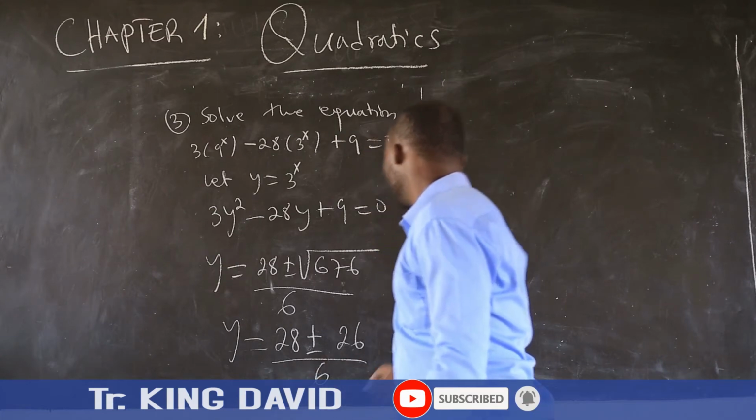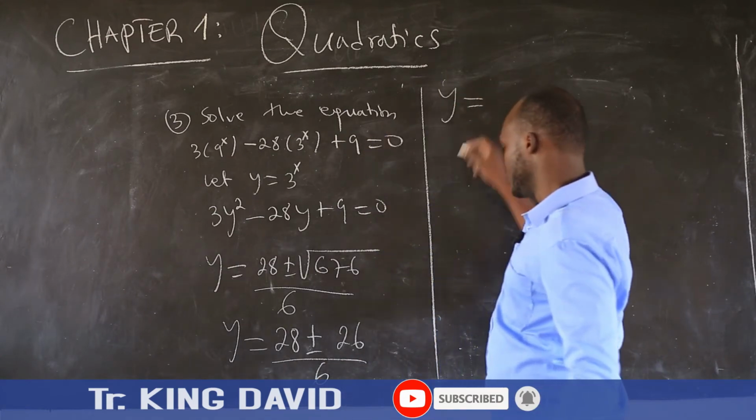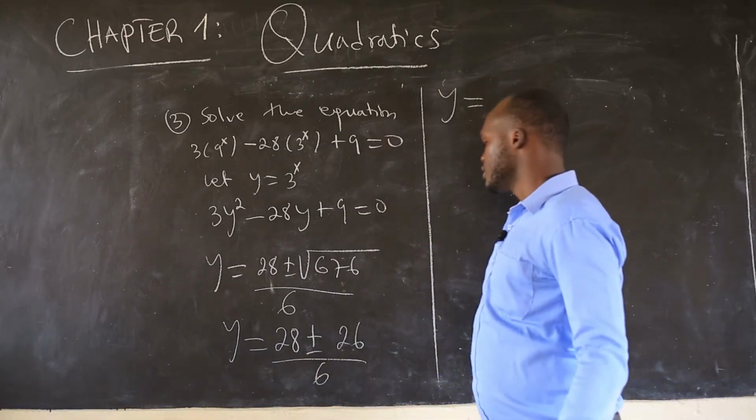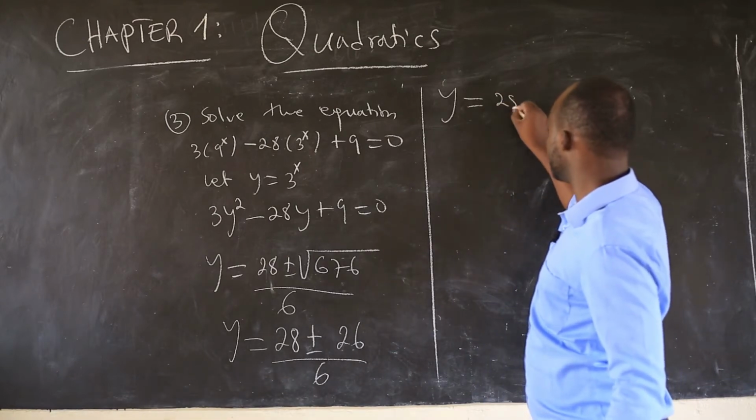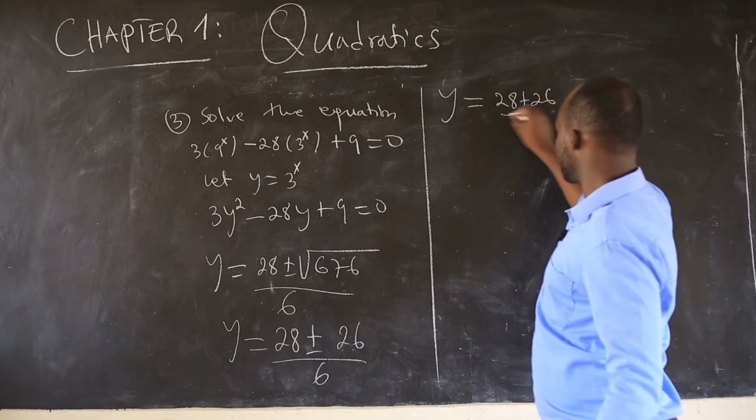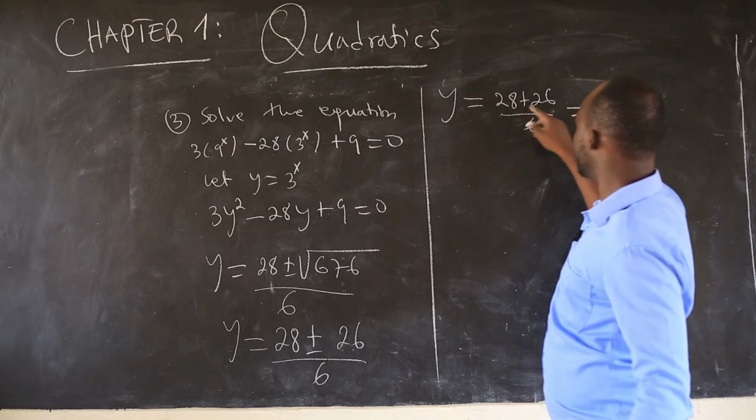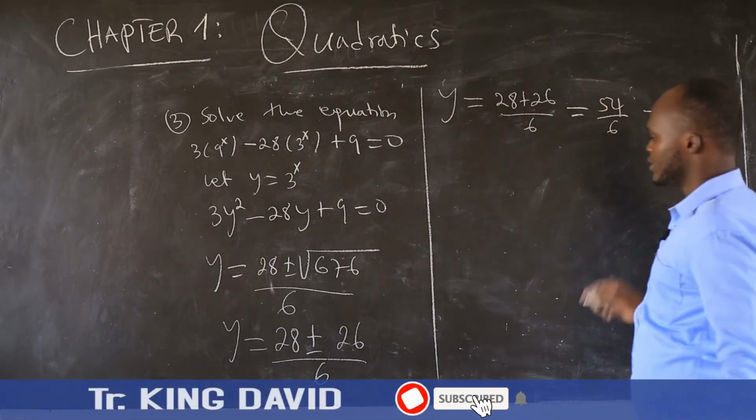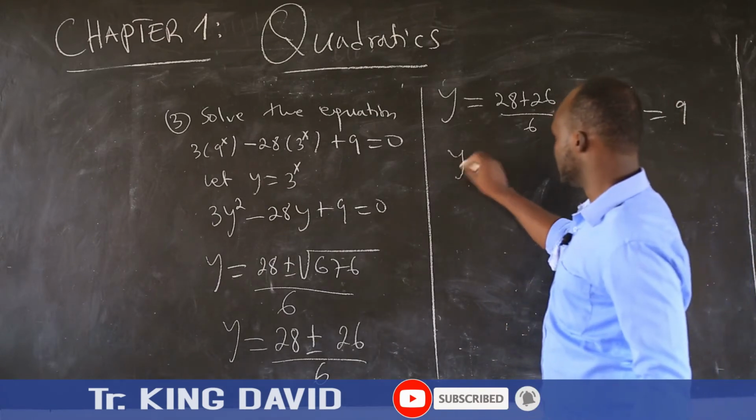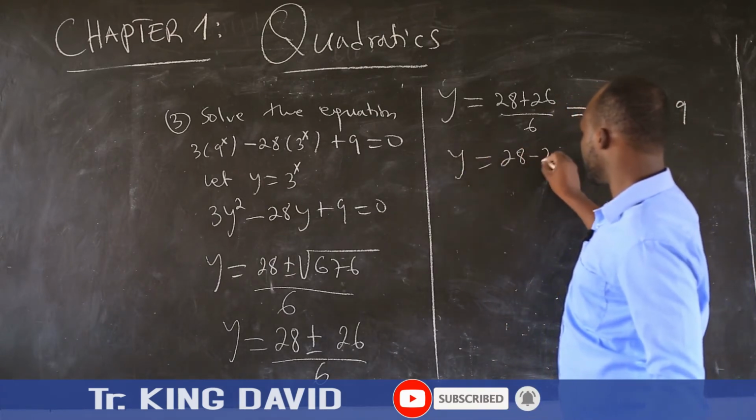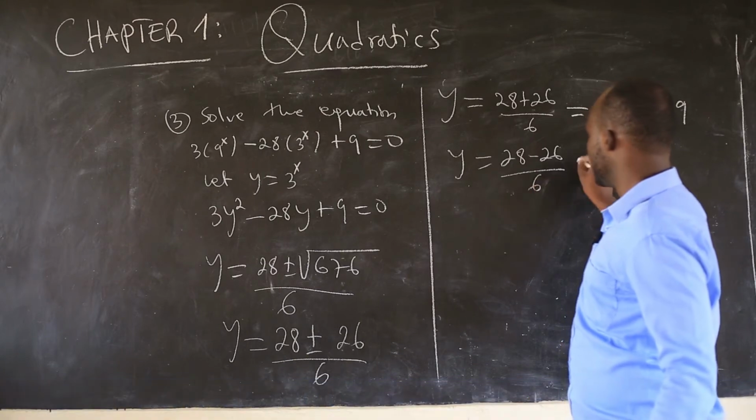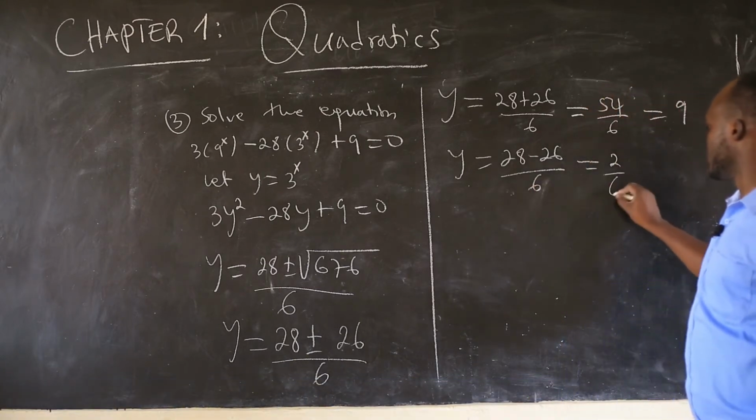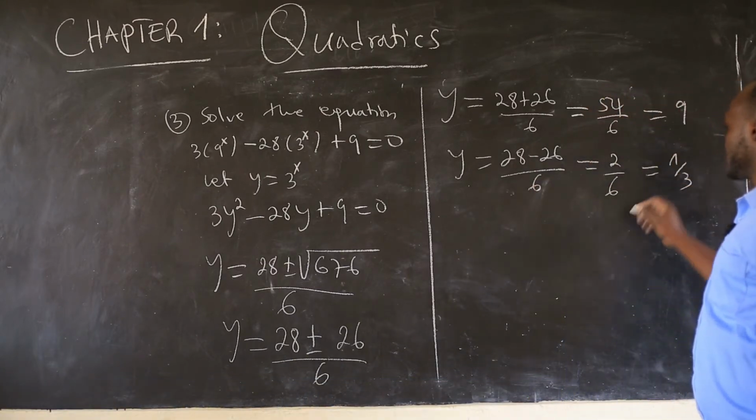So y is, this is 40 when you take 28 plus 26 over 6. This is 54 over 6, which is 9. Then for 28 minus 26 over 6, we get 2 over 6, which is 1 over 3.